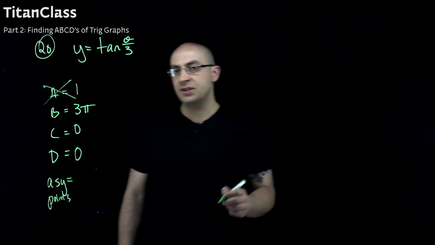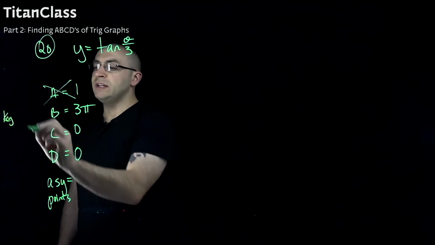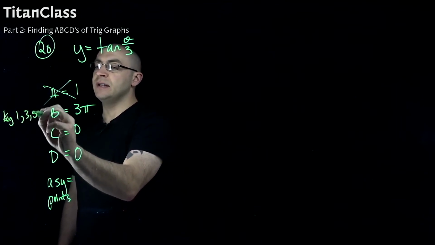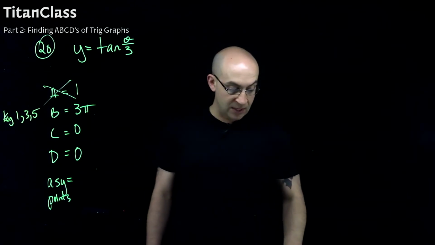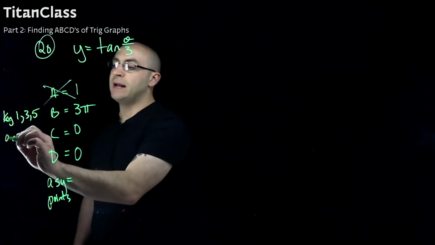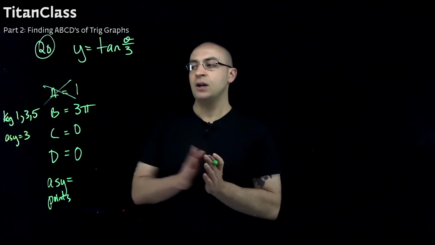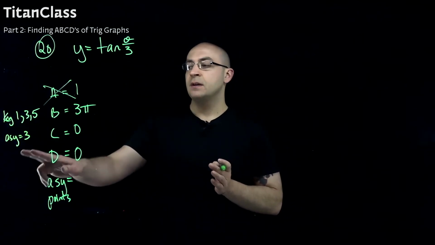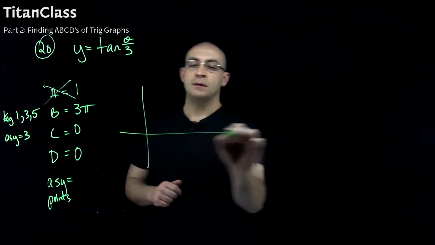Now when it comes to the key values of tangent and cotangent, we only need 1, 3, and 5. There is no 2 and 4. It's just 1, 3, and 5. Now, when it comes to tangent, there's only one asymptote, and that's at value 3, the middle value. We don't do 2 and 4, and the asymptote's just at 3 on tangent. So let's go ahead and graph it.